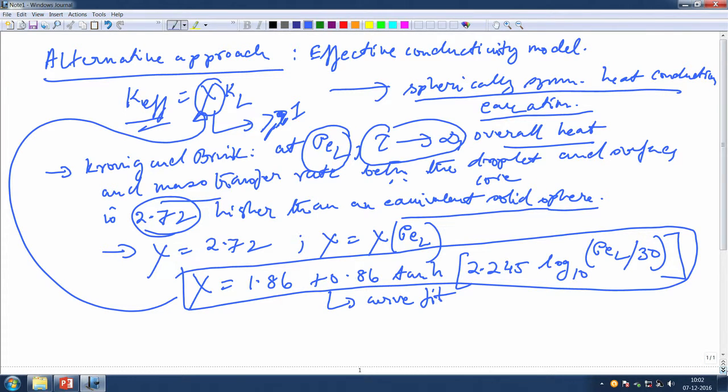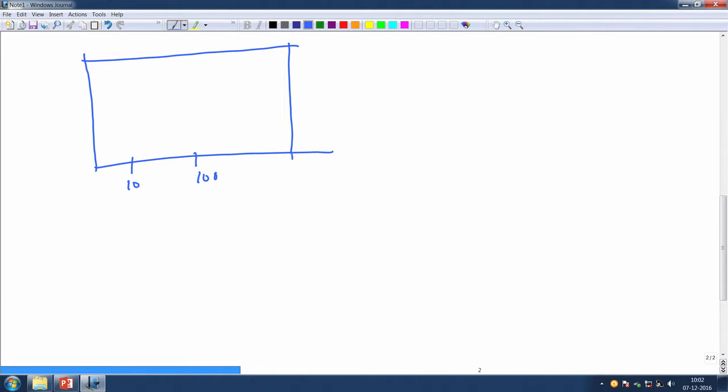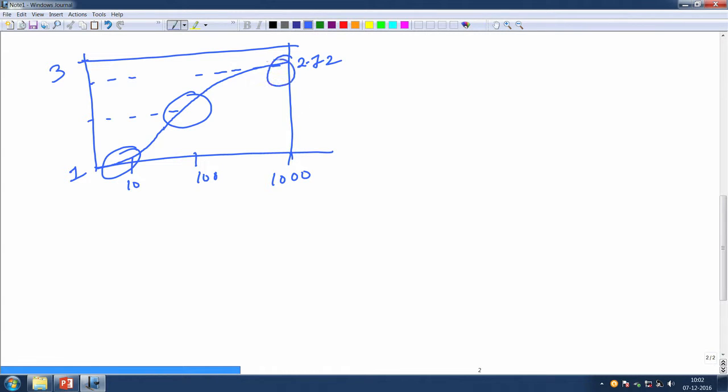Now if you look at a small plot for the same, let me draw this. These are the two axes; let us put marks here: this is 10, this is 100, this is 1000 on the log scale, and this is 1 and this is 3. So it shows something like this. This mark is about 2.72. You can see that initially, for low enough Peclet number, it is almost at the bottom; for high enough Peclet number it lies in an intermediate region; and for the very high Peclet number limit it goes to close to 3, that is, 2.72. That is how this works.